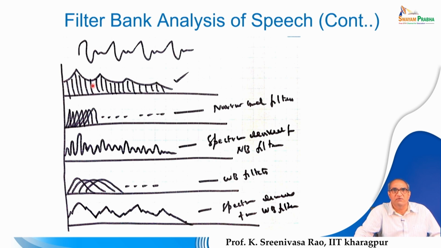And suppose you want to perform this using filter bank analysis, you can use a set of narrowband filters or a set of wideband filters. The difference is that if you are using narrowband filters, you need to use a larger number of filters to get the narrowband information corresponding to the speech signal. Narrowband means the bandwidth offered by each filter will be very small. Therefore, more and more filters need to be employed to derive the spectral information of the given speech signal.